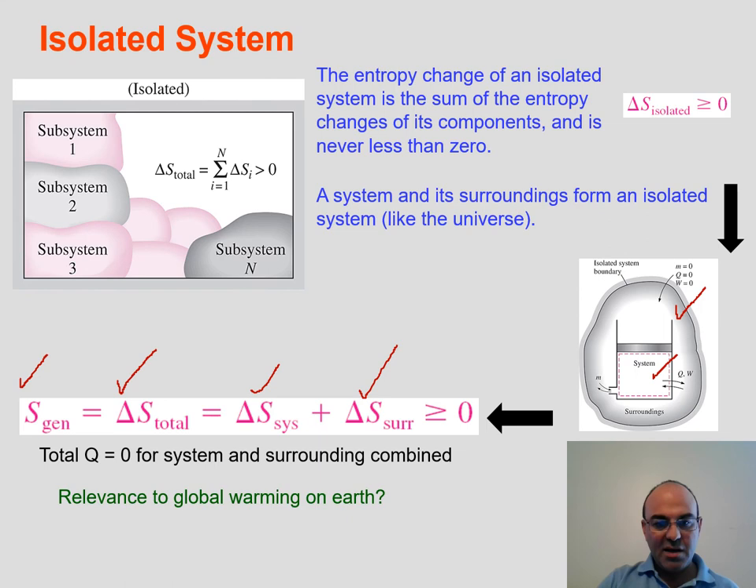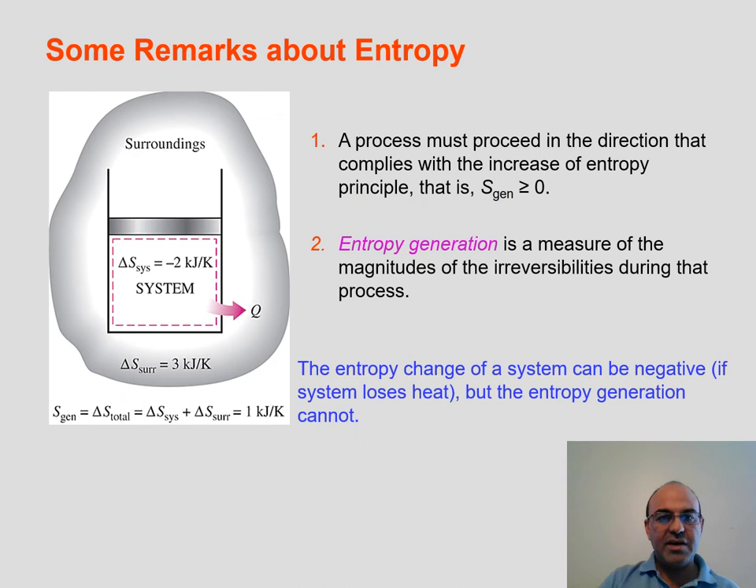All right, so what else do we have here? Some remarks about entropy. A process must proceed in the direction that complies with the increase of entropy principle, meaning that entropy generation is greater than or equal to zero. Entropy generation equal to zero means the process is reversible: there is no friction, no sudden expansion, no viscosity effect. This is not really possible because it is an idealization. So in reality, in nature, processes occur in the direction that their entropy generation will increase. Entropy generation is a measure of the magnitude of the irreversibilities during that process. So the larger the entropy generation, the more irreversible or non-ideal that process is.